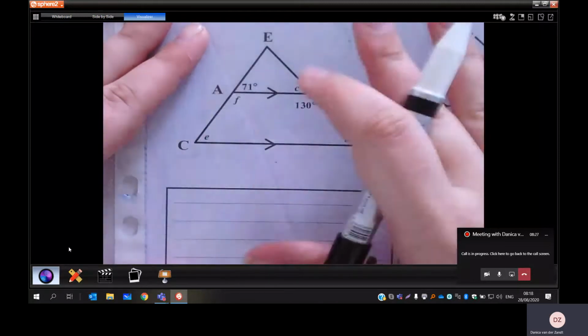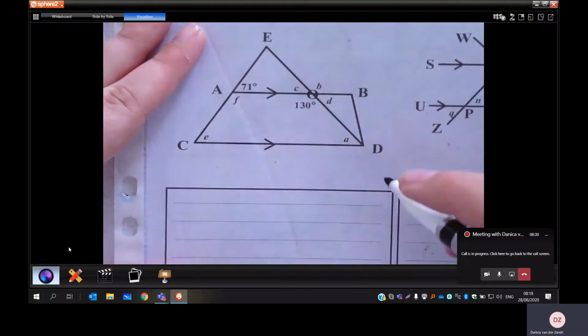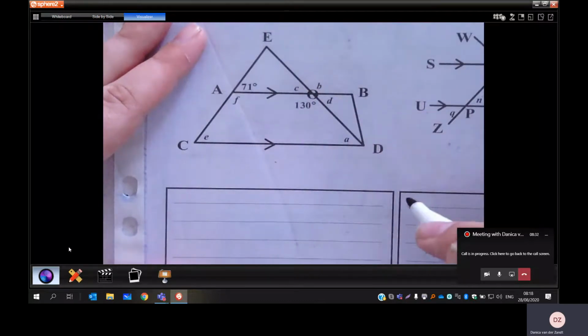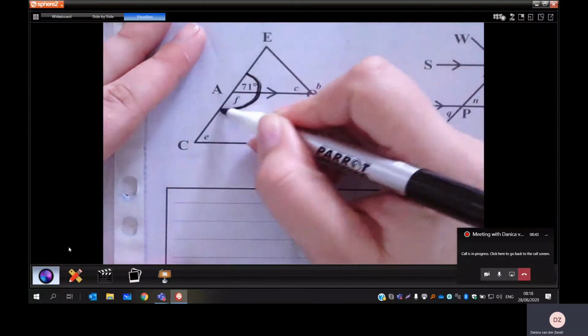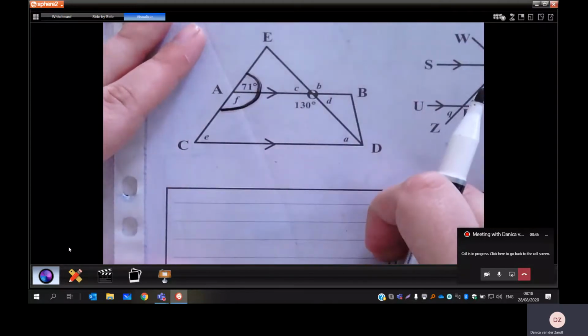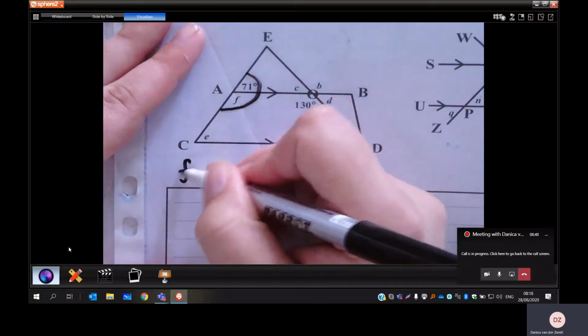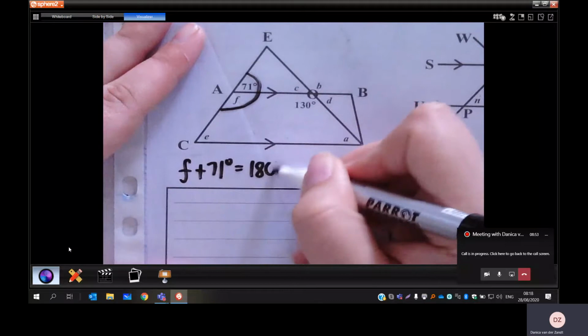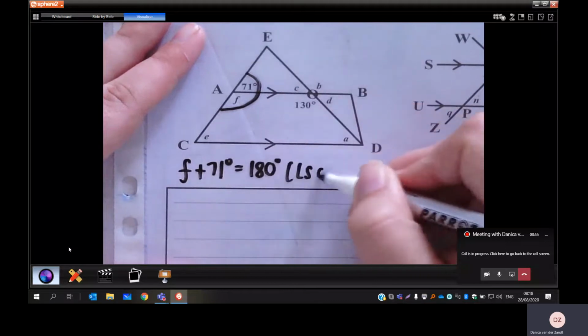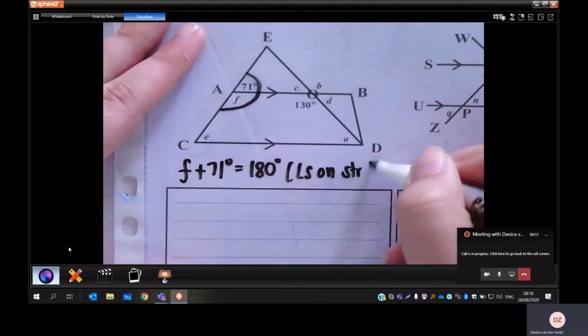So no, not co-interior. Remember grade 8? Yes, the corner. There we go. Just because you see parallel lines does not mean that those are the only 3 rules we are allowed to use. We are and we must look at every possibility. And the simple ones are the ones that we tend to forget. And that is my angles on a straight line. So F plus 71 degrees equals 180 degrees. Angles on a straight line.